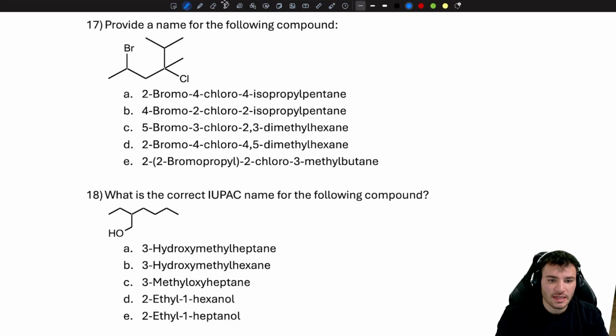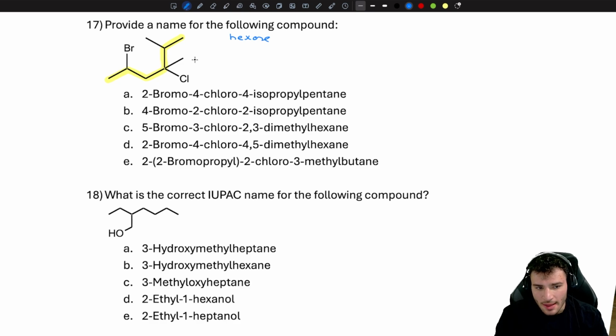In number 17, we're asked to write an IUPAC name. So let's try to find the parent chain. It's probably going to be this one: 1, 2, 3, 4, 5, 6. So I know we have a hexane. And now the biggest problem with this question is, how do we number it? A lot of people want to start numbering from left to right because they see the bromine. We're like, okay, we have to give it priority.